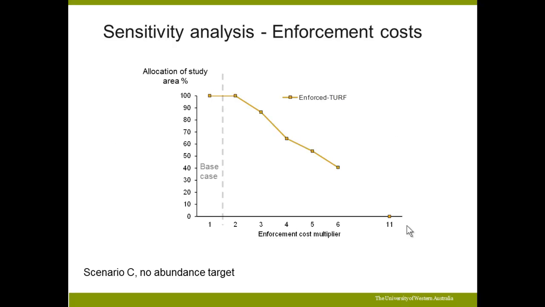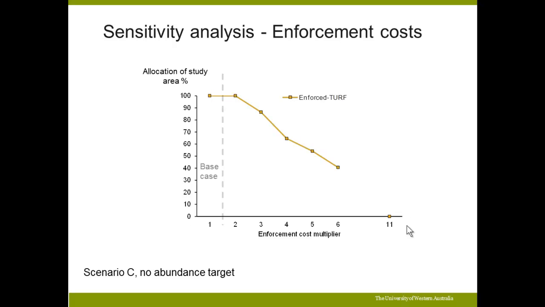So with these results, we wanted to get an idea for the robustness of our results with regards to the enforcement cost. We did a sensitivity analysis of enforcement cost. Here we increased enforcement cost by a factor of 2, 3, 4, 5, 6, all the way up to 11. And then we've looked at the allocation of the study area as a percentage on the vertical axis. This yellow line is the amount of the study area allocated to the enforced turf zone. In our base case, we put everything in enforced turf. As that enforcement cost increases, it's no longer optimal to put everything into the enforced turf, but you have to increase enforcement cost by a factor of 11 before you don't use enforced turf at all.